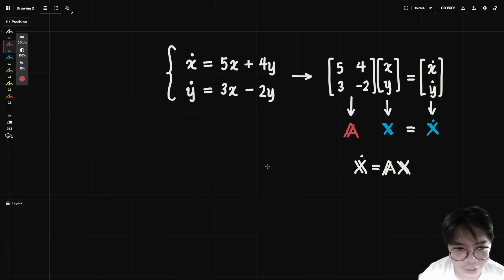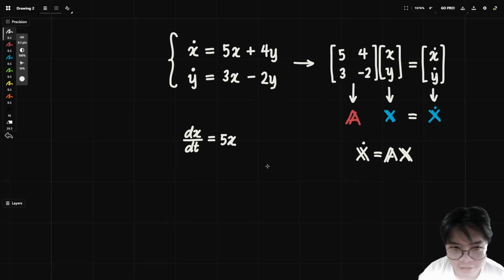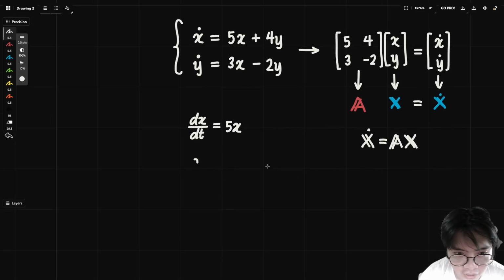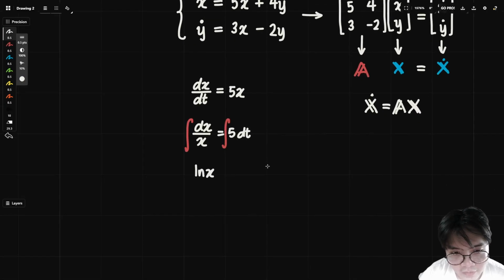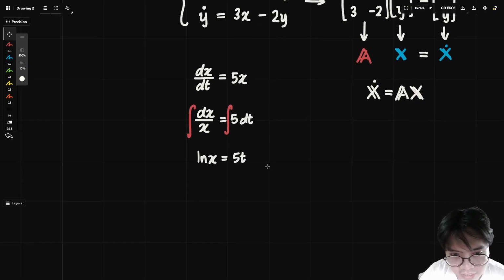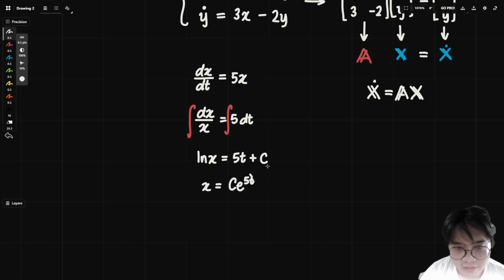Kunyari, kapag pinasolve sa atin na dx over dt of, I don't know, 5x. What you will do is just make it variable separable, or kayo nga bahala, honestly. dx over x is equal to 5 dt. What you will see is that if you integrate, you will get ln of x. And then this is now 5t. What you will see is that you know your answer immediately. x equals Ce to the 5t. Right? Plus C pala tama. Right? This is now your answer.